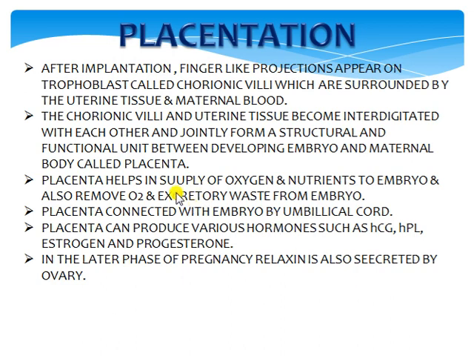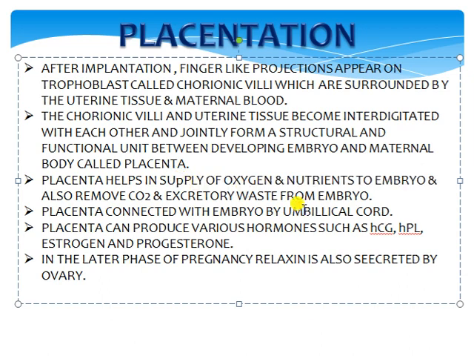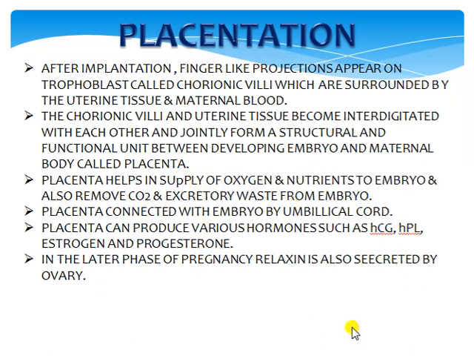It will be carbon dioxide, and the excretory substances. Next, the placenta is connected with the embryo, obviously, by the help of the umbilical cord, because the placenta is a membrane which is produced due to the interdigitation of the embryonic trophoblast and the maternal decidua basalis. So obviously that placenta will be connected with the embryo by the help of the cord-like structure that is called the umbilical cord.